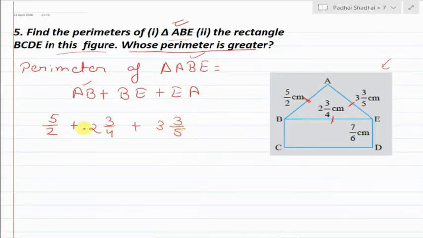First we will convert the mixed fractions into improper fractions. So 5 by 2, plus 4 2s are 8 and adding to the numerator 3, that is 11. So the answer will be 11 by 4. And same for the last term, 3 integer 3 by 5, that is 5 3s are 15 plus 3, 15 plus 3 is 18. So the answer will be 18 by 5.